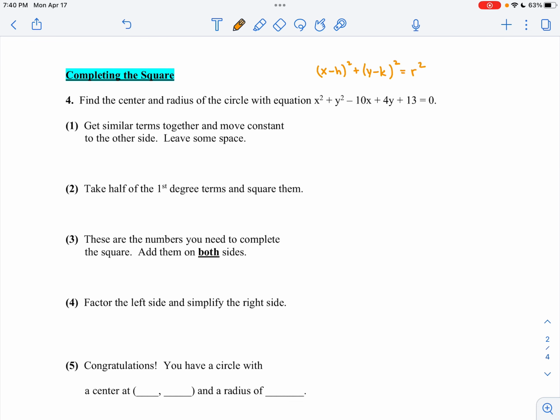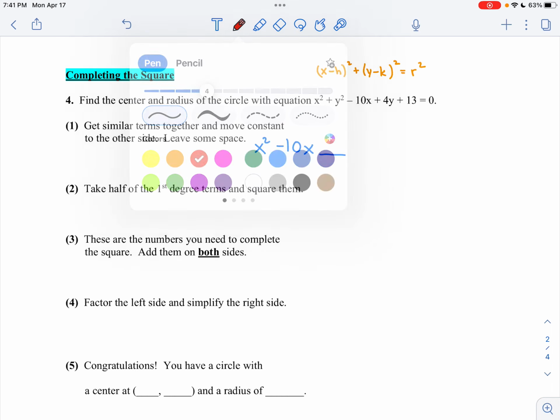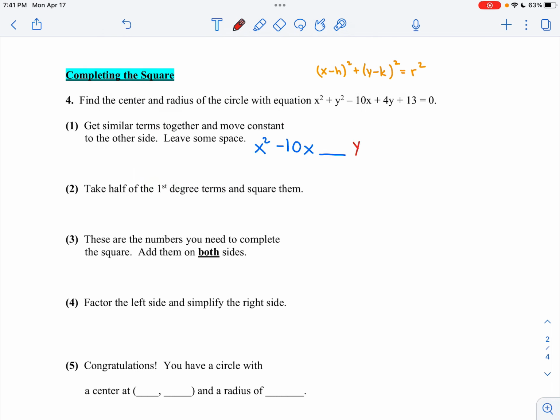Step 1 says to get similar terms together and move the constant to the other side and leave some space. What does that mean? It means that we want all of the x terms to be together. So the x squared minus 10x. And then we have to leave a little space for some extra work. We're going to get the y terms together, y squared plus 4y. And we're going to leave some space.